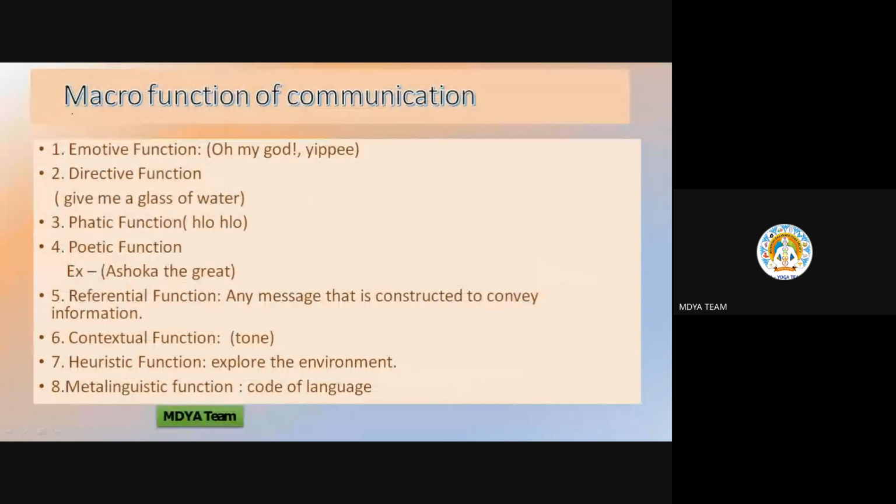Then the macro functions of communication. First is the emotive function. What do you understand from this word, emotive? Expressing emotions. Yes. So we can use communication for expressing emotions, like, oh my God, yippee, when you are excited. These types of words come in. These are examples of the emotive function.